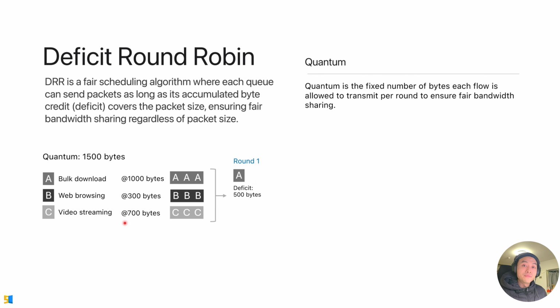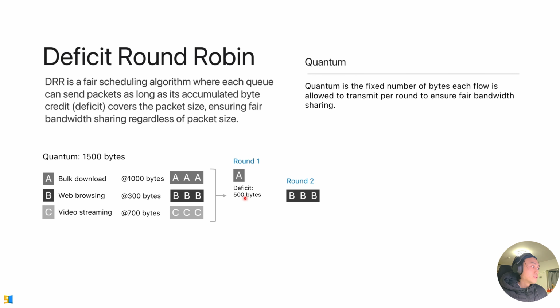First, in the first round, it will get one package from A, right? A has 1000 bytes, so it can process only one, right? And then it has a deficit of 500 bytes, right? It cannot process more because it requires another 500 bytes. So this deficit will be kept. It will be saved for the next round.